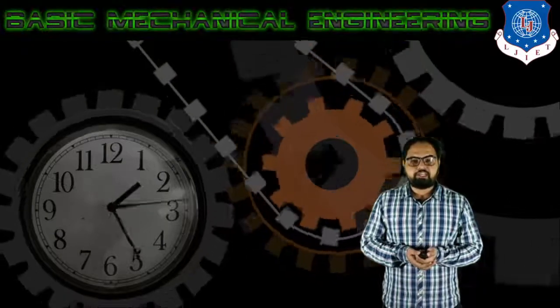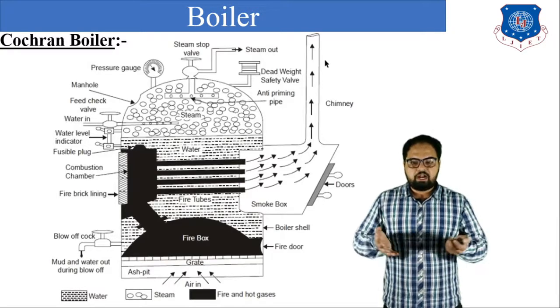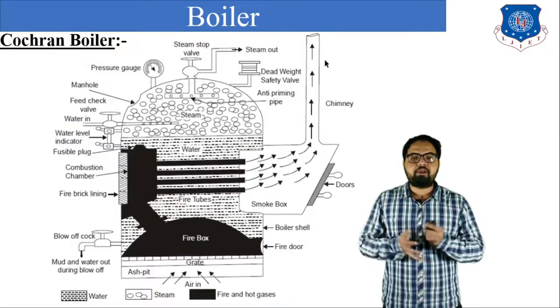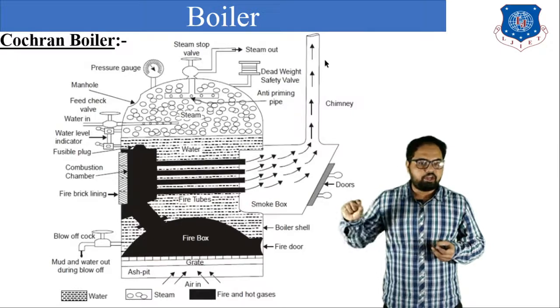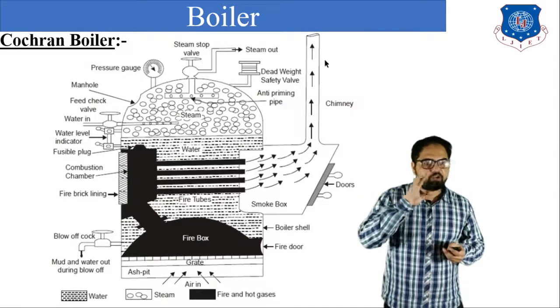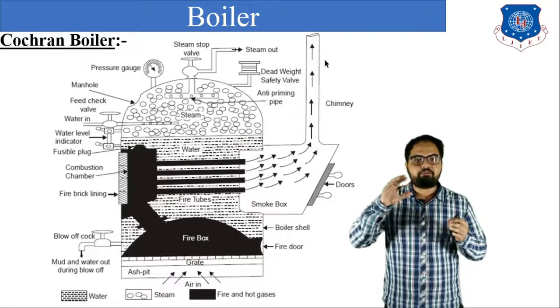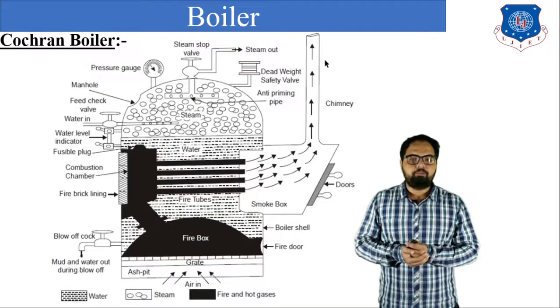In this video series, we will discuss the subject Basic Mechanical Engineering, and today's topic is the Cochran boiler and the Babcock and Wilcox boiler. So let's discuss the Cochran boiler. The Cochran boiler is a modification of the simple vertical boiler. The only difference is that in a simple vertical boiler only one fire tube is installed, but in the Cochran boiler the one fire tube is replaced by a number of fire tubes. So the Cochran boiler is a multi-tube boiler.